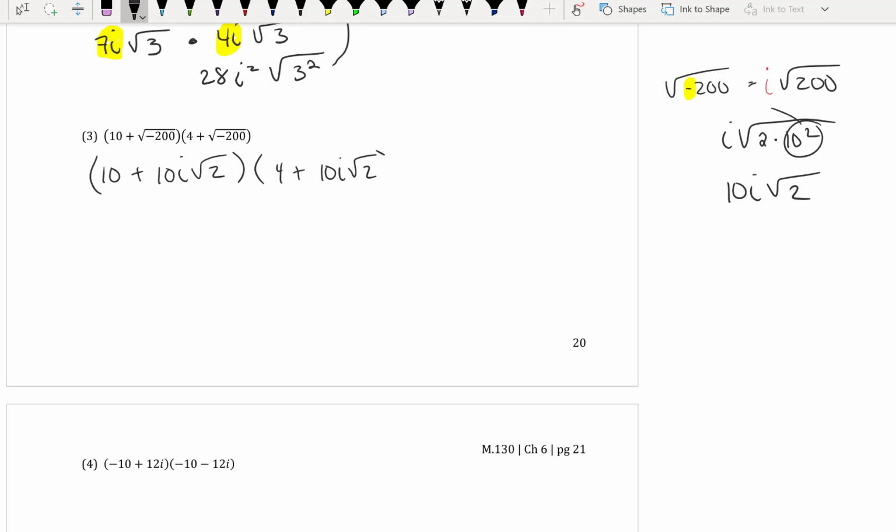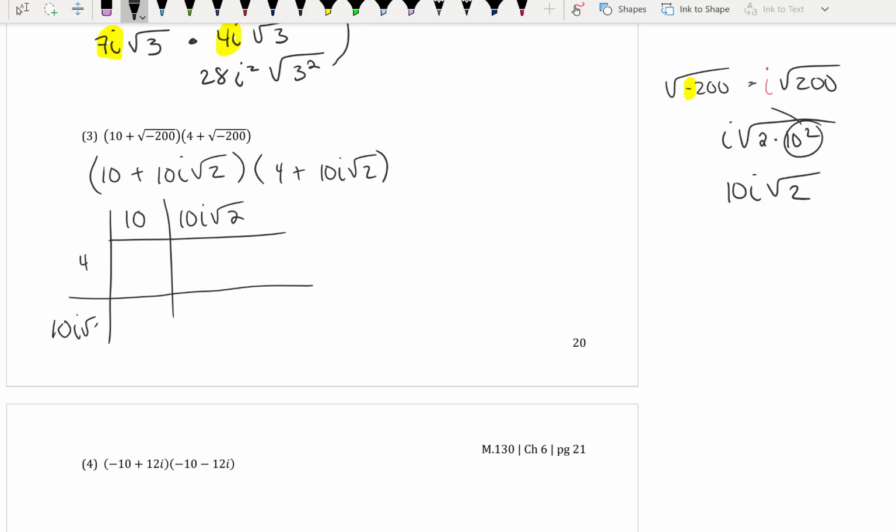10i square root 2. So now this is where I'm going to do the box method. So I have a 10 and I have a 10i square root 2 and I have a 4. Let's make that a little bit bigger. And I also have a 10i square root 2.